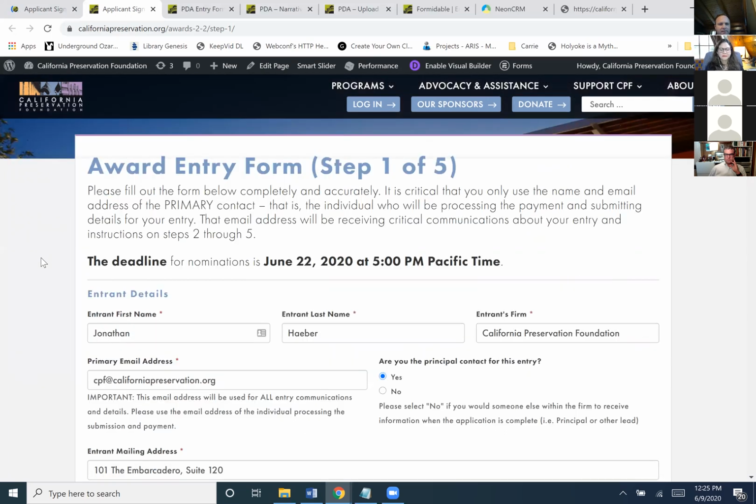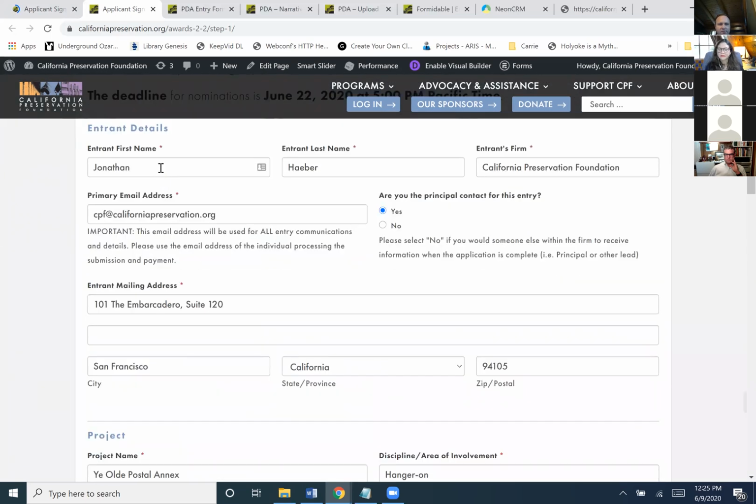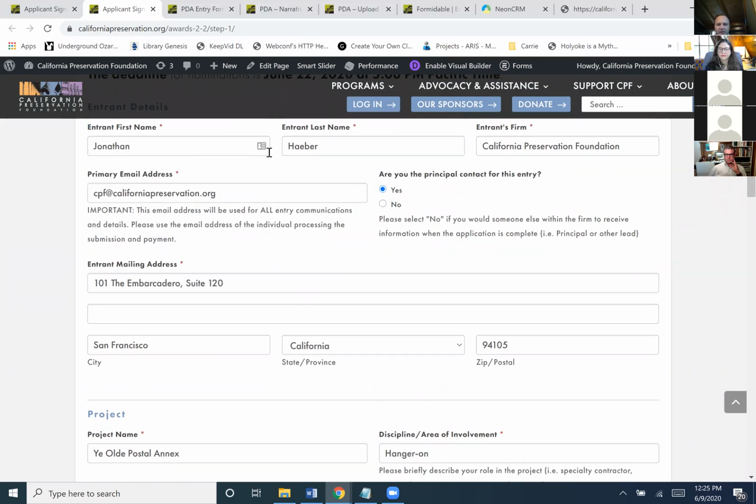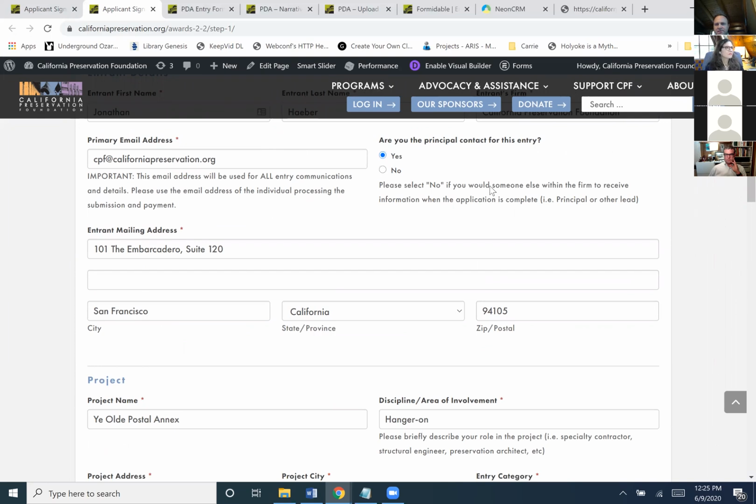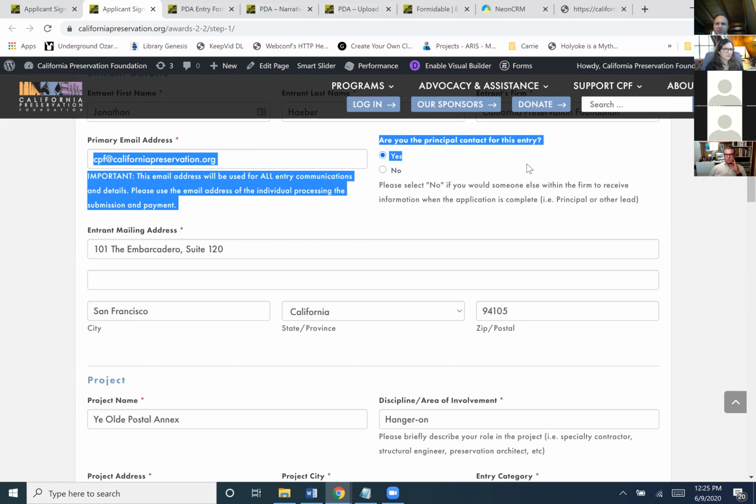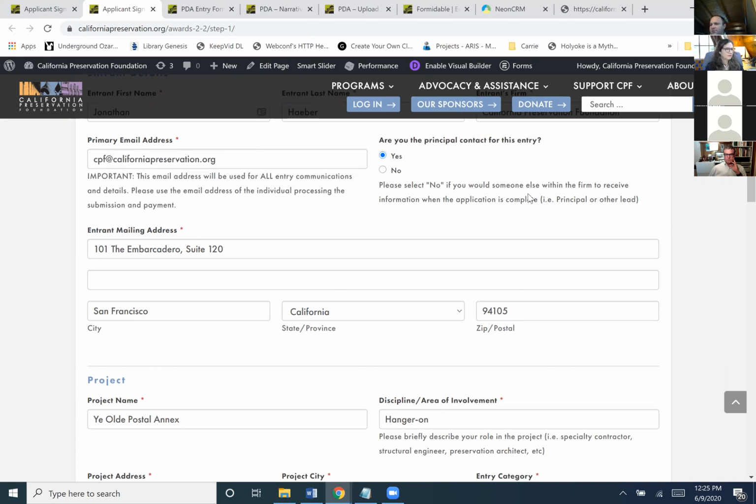As Cindy mentioned, we'll need the entrant's first and last name, their firm, and their email address. And this question is often something that people ask us about: are you the principal contact for this entry? The question here is really asking, are you the person who's going to be processing every step of the application and ensuring that payment gets made for the application?